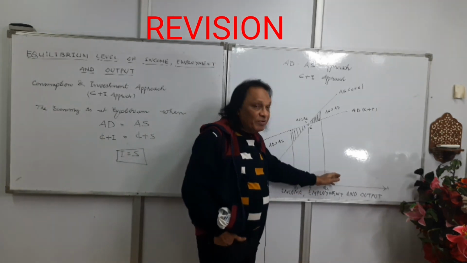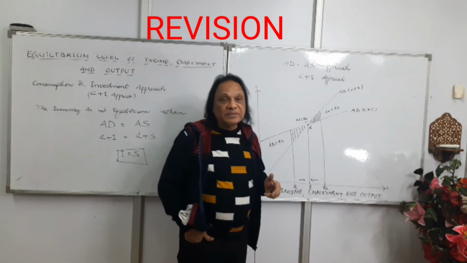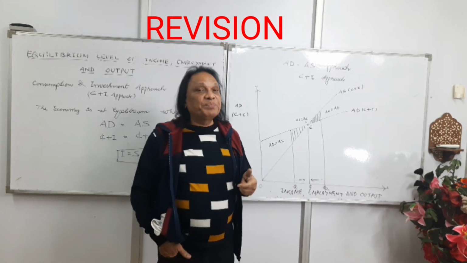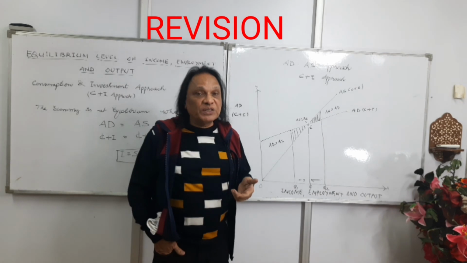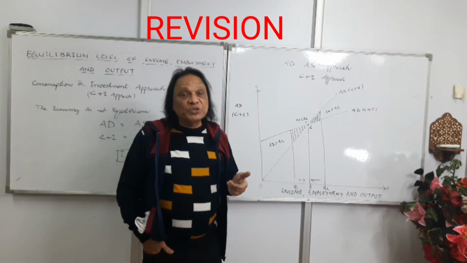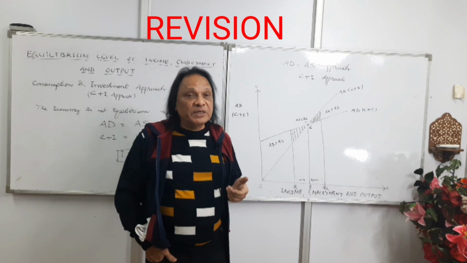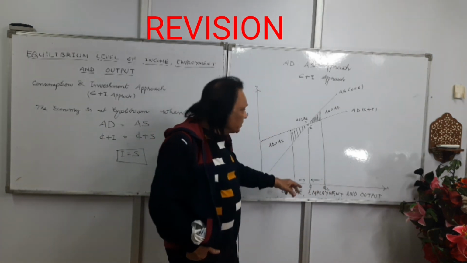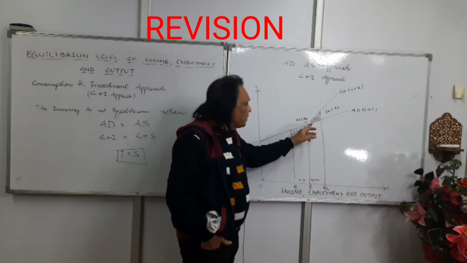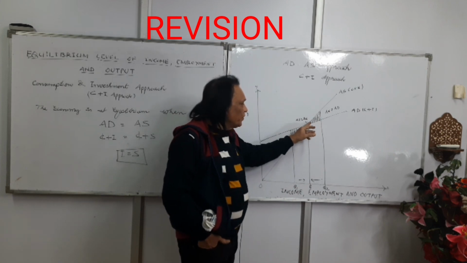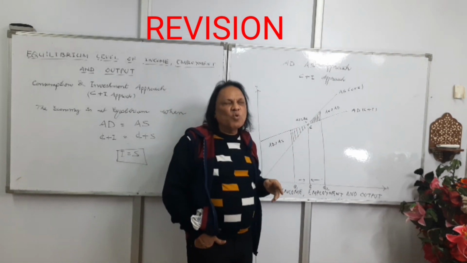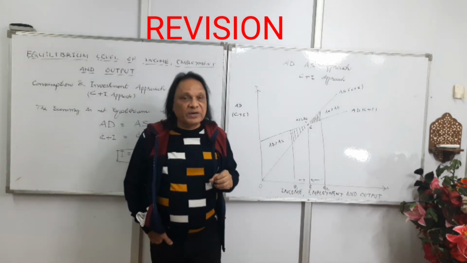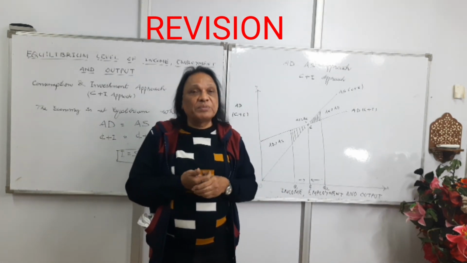If you go beyond OQ level of output, it leads to an unwanted stockpiling situation. That means in the economy, more is produced than what is required. As a result, producers or the enterprises experience losses. They decrease the output, employment level, income, everything will fall, and this gap is being bridged till the point AD becomes equal to AS. So the economy will be at equilibrium only at that point where AD is equal to AS. You cannot have any other equilibrium level of income, employment and output.